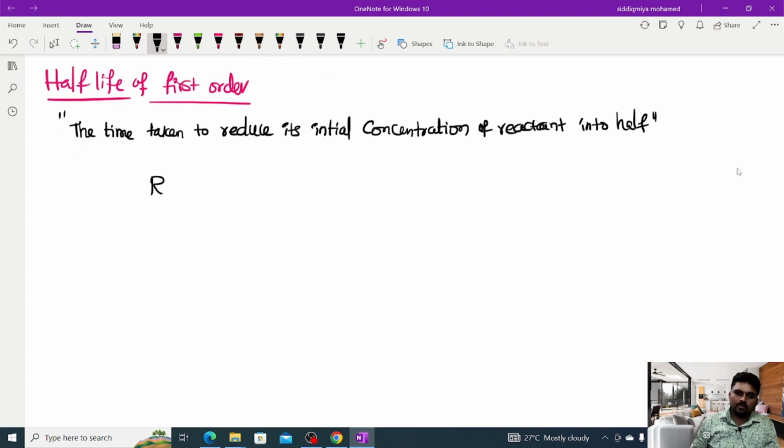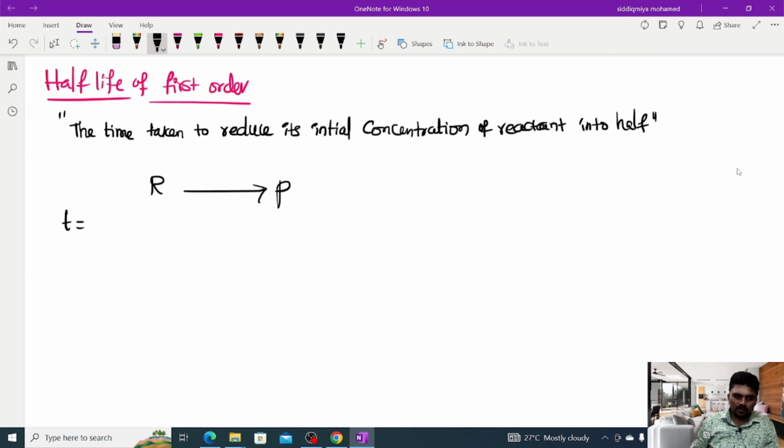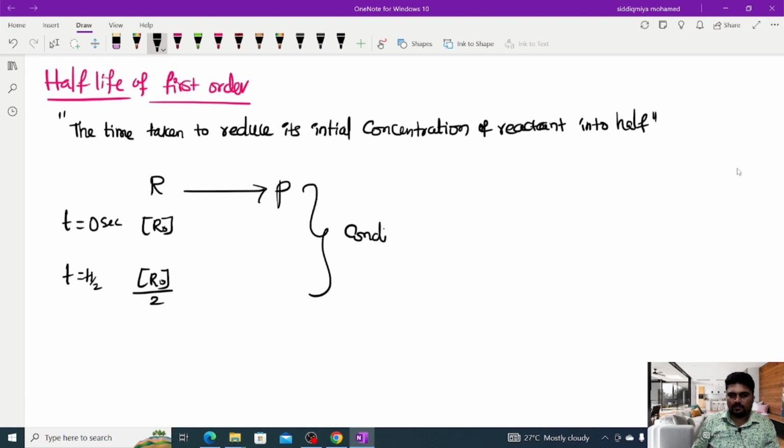While reactants are converting into products, at time 0 seconds it will have the initial concentration R naught. At time equal to T half, it will have half of the initial concentration. These are the conditions now. Initial concentration R naught means product is 0, so R naught by 2 remains, and the remaining half will be converted as product.